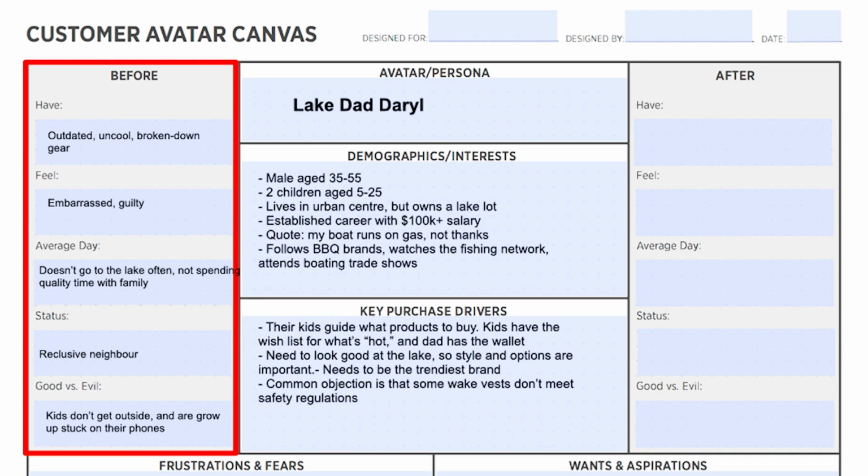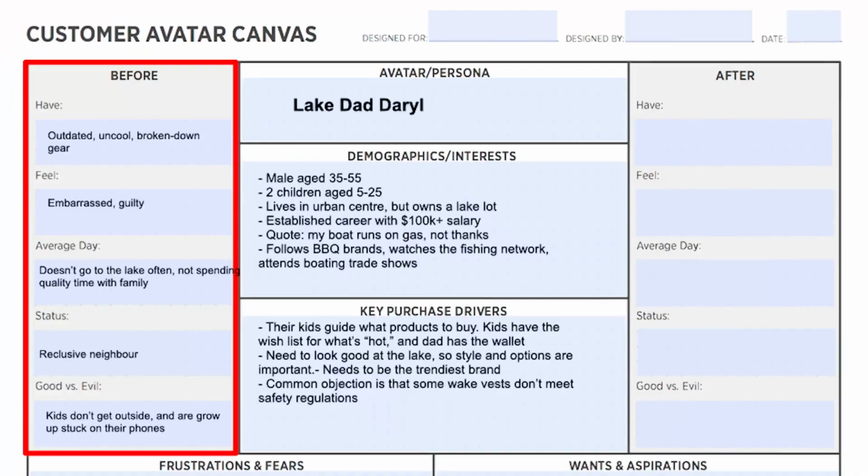Then we move to the feel state. How does that thing make your avatar feel in the before state? So he has outdated, uncool, broken down gear. How does that make him feel? Makes him feel embarrassed and guilty. And how does that embarrassment and guilt impact his average day, which is the next section? Well, now he's not going to the lake often. He's not spending quality time with the family. If he's not spending quality time at the lake and with his family, how does that impact his status?